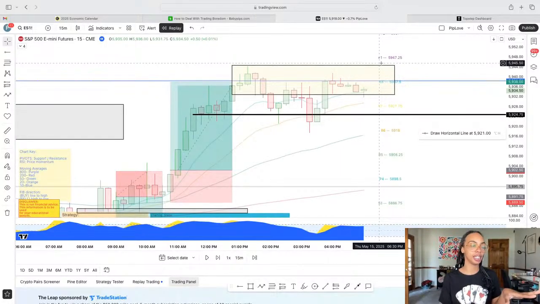So when you see something like this, you're not like, oh, I really need to get into a trade. It's like, whew, thank God I don't even need to trade right now. I had something that I needed to learn anyway.